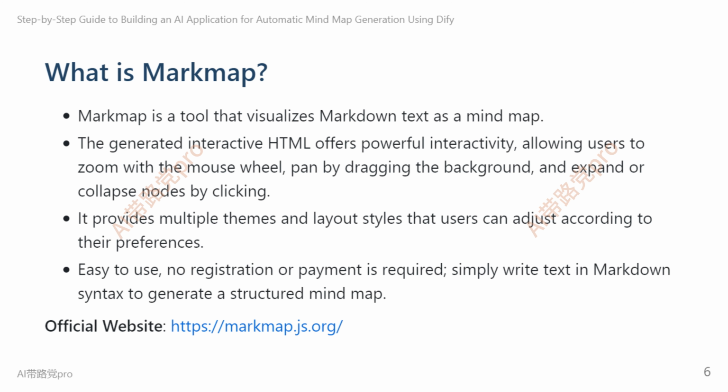Let's take a closer look at Markmap. Markmap is a tool that visualizes Markdown text into a mind map. Its output is highly intuitive and supports various interactive features like zooming, dragging, expanding, and collapsing nodes. Additionally, Markmap offers various themes and layout styles that can be customized according to user needs. It is easy to use, requiring no registration or payment. Just write Markdown formatted text to generate a structured mind map.